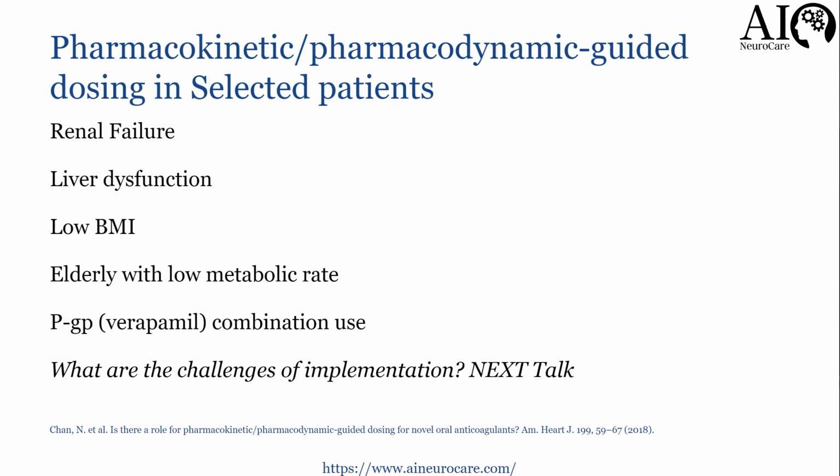In select patients, for example, renal failure, liver function, low BMI, elderly patients with low metabolic rate, patients on P-gp and verapamil combination use, which, by the way, should not be used. This significantly increases the DOAC concentration in the blood, so please do not use verapamil with any DOACs. And I'm going to get into more of this in my next lecture when I talk about reversal, where measurement is very important, and whether there are any tools available, and if so, how to use those tools to measure anticoagulation effect from DOACs.